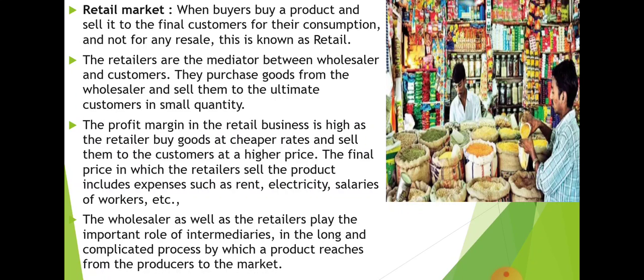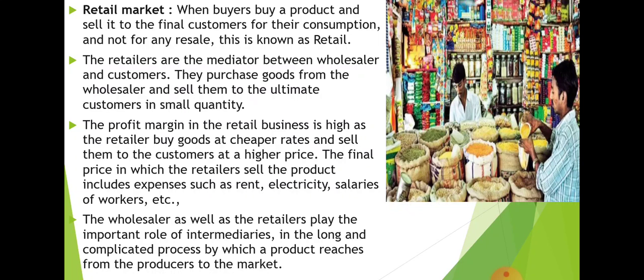The final price at which the retailers sell the product includes expenses such as rent, electricity, salaries of workers, etc. So shopkeepers sell at a high price because they count their profit and their expenses, what they have spent on rent, electricity, salaries of workers, etc. They spend money, so they count all of these things, and then they get the margin, the profit, on any particular product by selling it.